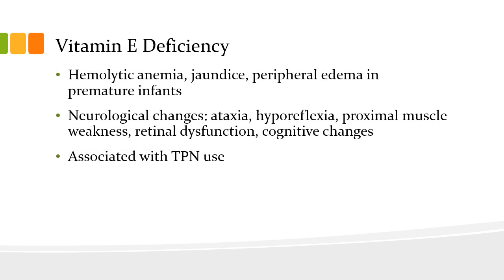Vitamin E deficiency causes hemolytic anemia, jaundice, peripheral edema, ataxia, hyporeflexia, weakness, and retinal dysfunction. Associate vitamin E deficiency with TPN.